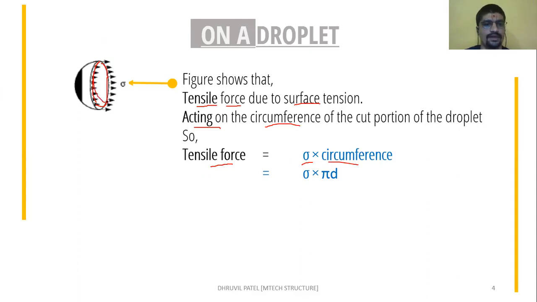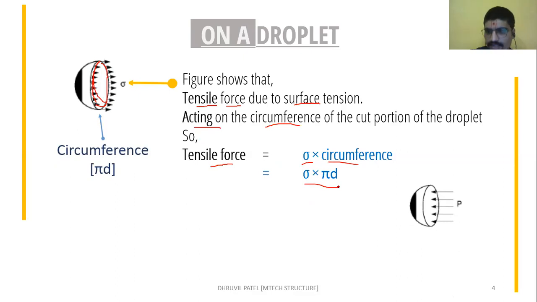The circumference of the half droplet is pi into t. The tensile force is equal to circumference into surface tension, by which we get this formula.